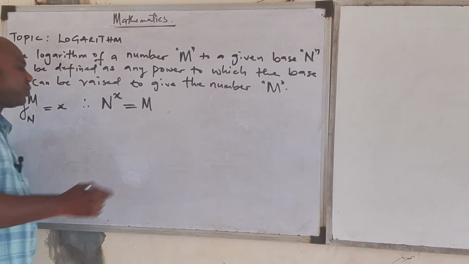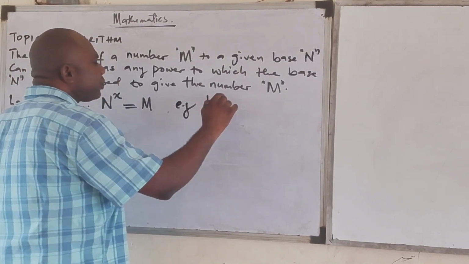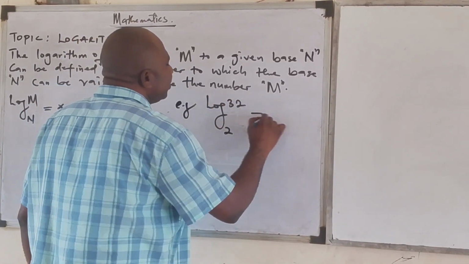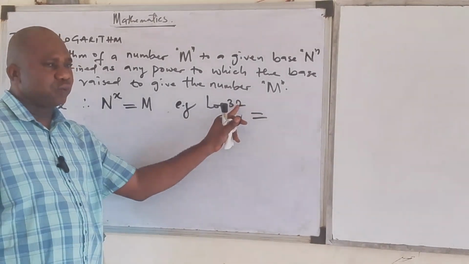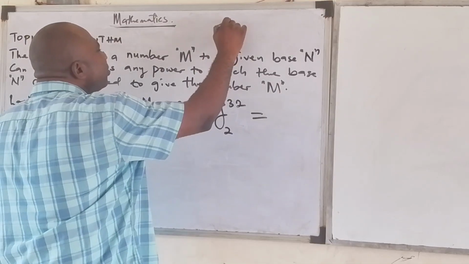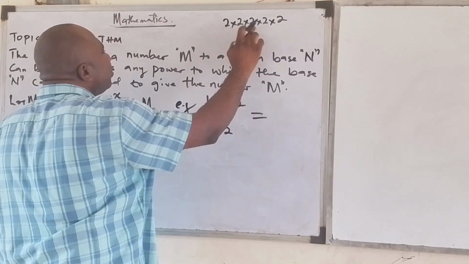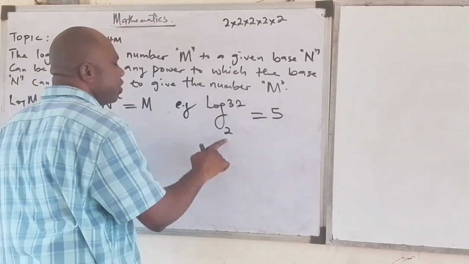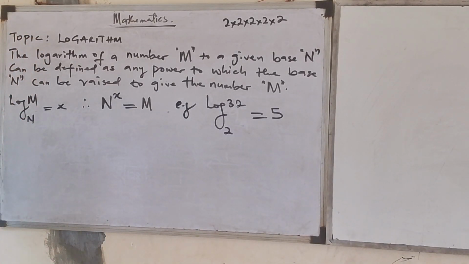Now, let's look at some examples. Let's look at log 32 base 2. Now, 2 raised to the power of what will give 32? 2 raised to the power of 5 is 32, because 2 times 2 times 2 times 2 times 2, that is 1, 2, 3, 4, 5, will give 32. So the answer here is 5. 2 power 5 is equal to 32. So that is the definition of logarithm.